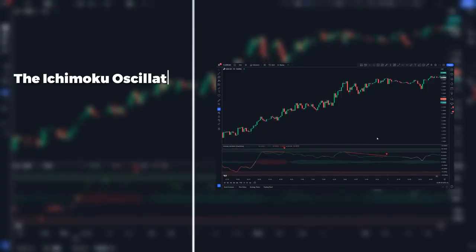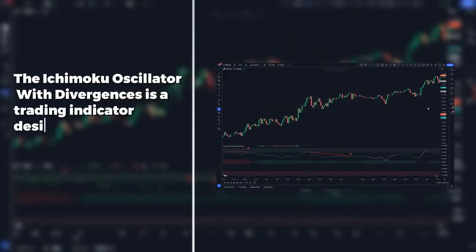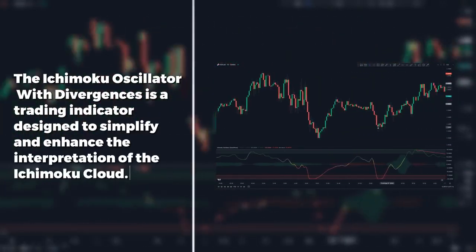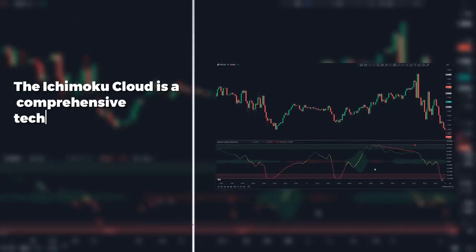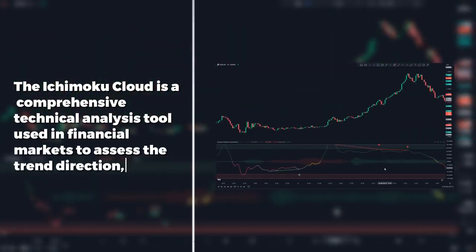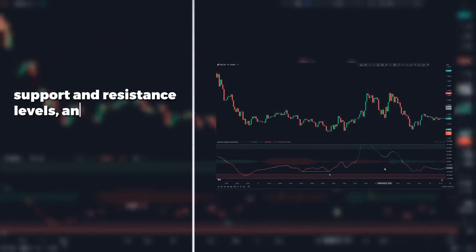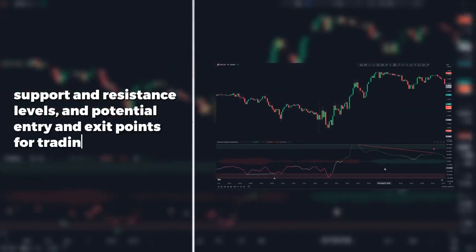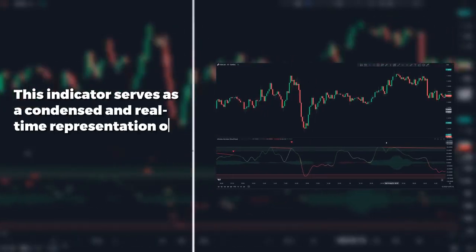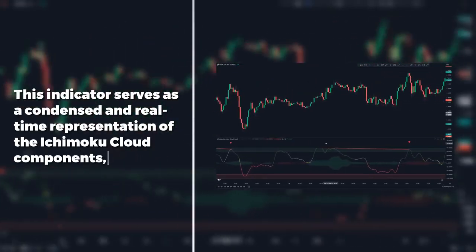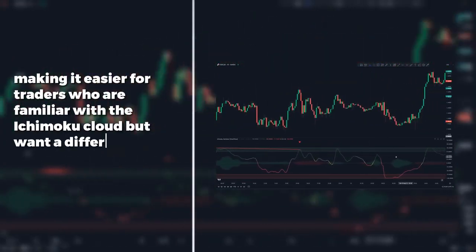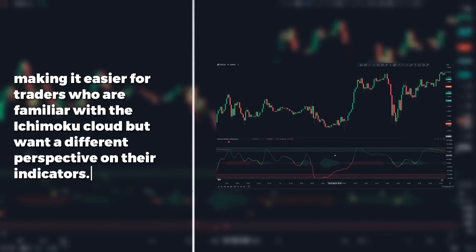Now, the Ichimoku Oscillator with Divergences is a trading tool designed to simplify and enhance the interpretation of the Ichimoku Cloud. The Ichimoku Cloud is a comprehensive technical analysis indicator used in financial markets to assess the trend direction, support and resistance levels, and potential entry and exit points for trading. This indicator serves as a condensed and real-time representation of the Ichimoku Cloud components, making it easier for traders who are familiar with the Ichimoku Cloud but want a different perspective on their indicators.